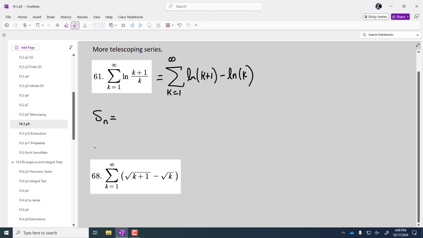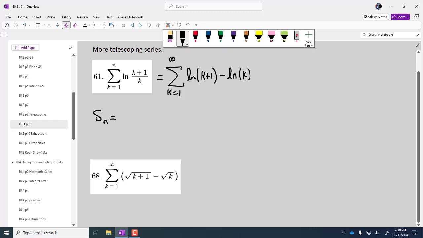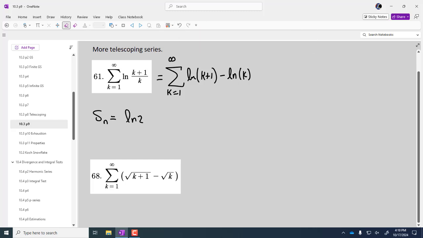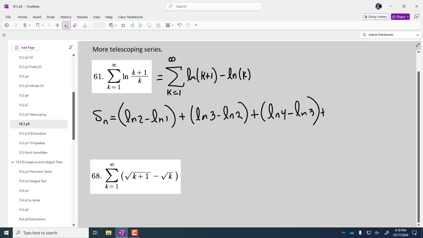So what is the first term in S sub n? What's the first term going to be? ln2. All right. So we've got ln2 minus ln1. I'll just put it in there for the heck of it. So that's when k is 1. When k is 2, we get ln3 minus ln2. When k is 3, we get ln4 minus ln3, plus some dots.